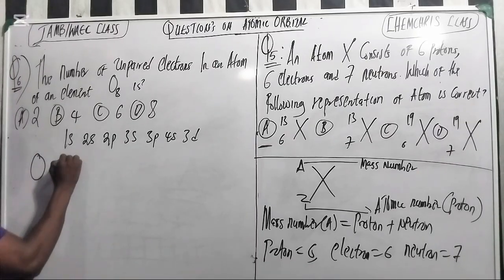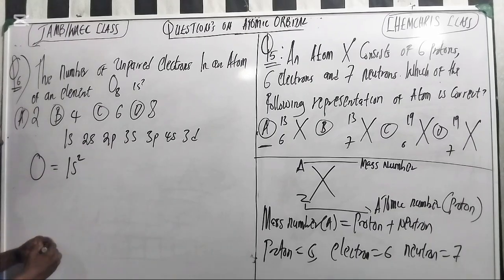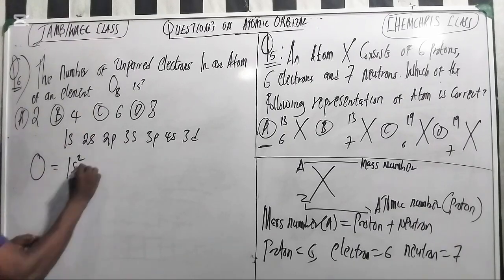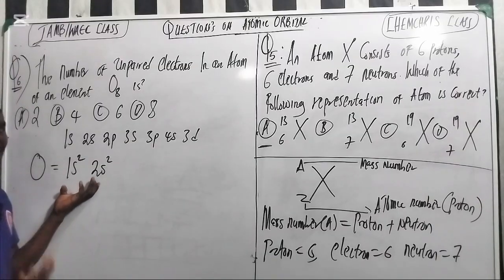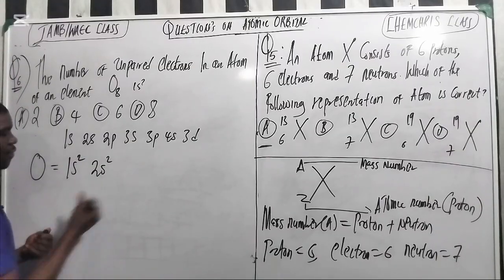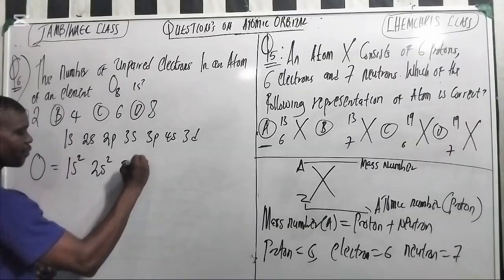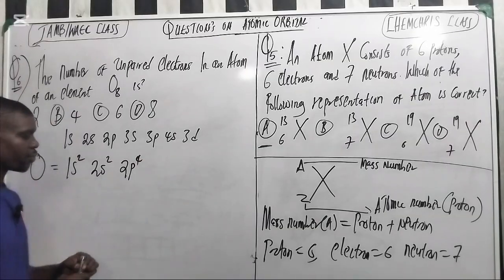So let's take the first one here. We have 1s2, out of the 8. The next one is 2s2. Now, out of 8, I've used 4. How many are left? You now have 2p4.